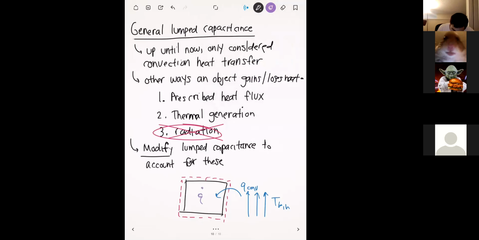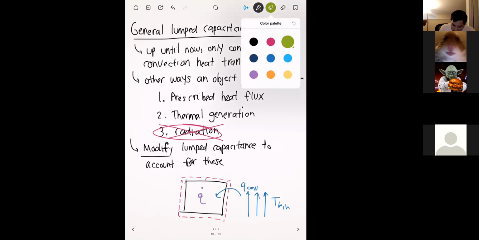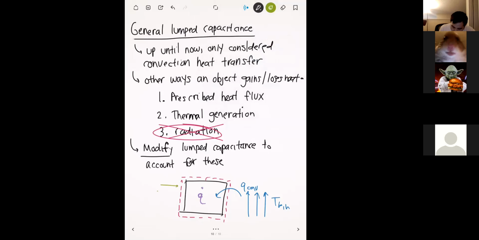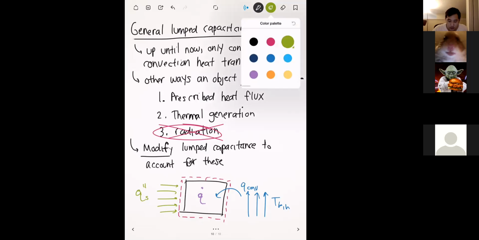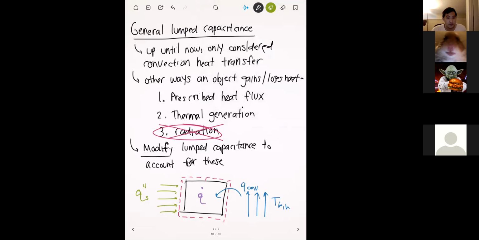Let's say that our object itself is generating heat, and we'll call that Q dot. Another thing we can have is a prescribed heat flux on the object, and we'll call that heat flux Qs double prime. Basically, we're going to take the lump capacitance method that we already have and modify it to also include this purple term and the green term. Any questions on this?